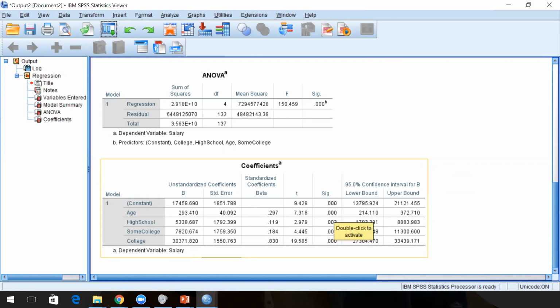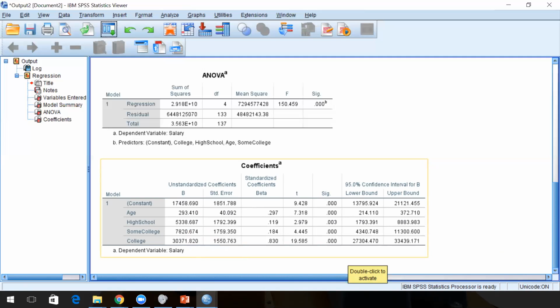You can see looking here that for all our variables, we have statistically significant coefficients, so we can be pretty confident that if we had the entire population, we would get similar relationships that we see. We wouldn't get the exact same coefficients, but we would have a positive one for age and a positive one for high school, some college, and college.